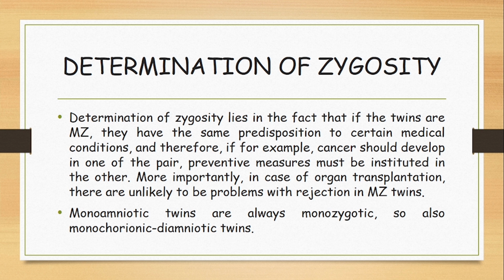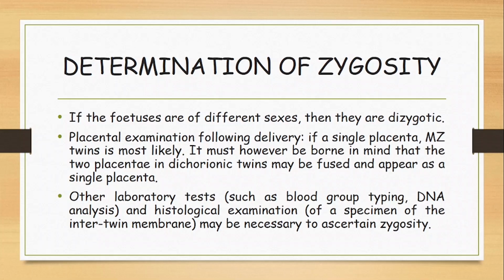Monoamniotic twins are always monozygotic. So also are monochorionic diamniotic twins. When you see monoamniotic twins, they are more likely to be monozygotic, or monochorionic diamniotic twins. They are more likely to be monozygotic. If the fetuses are of different sexes, male and female, they are likely to be dizygotic.